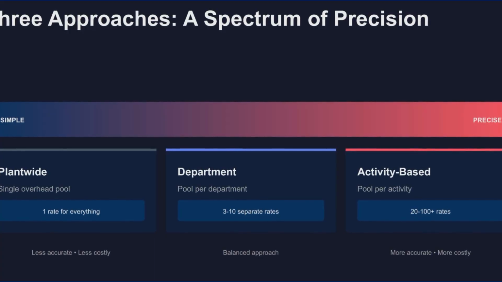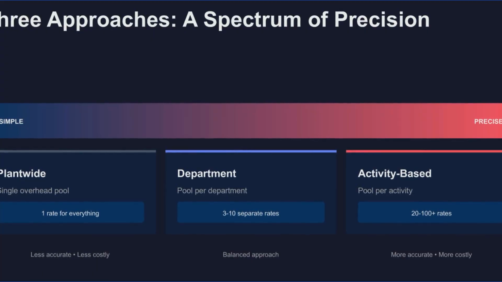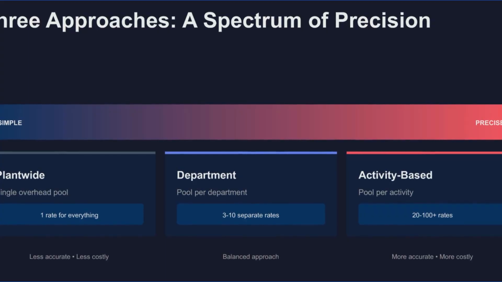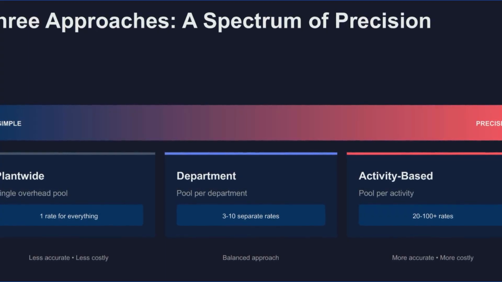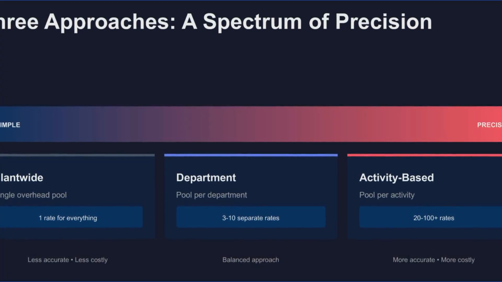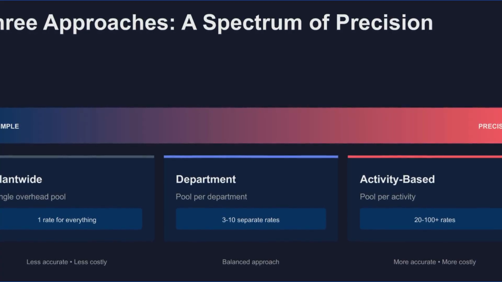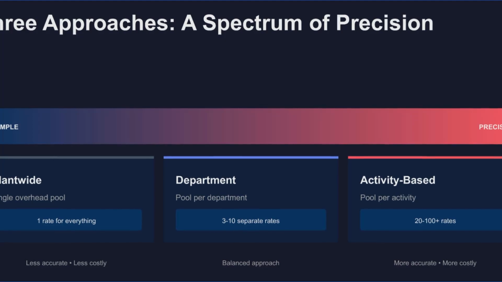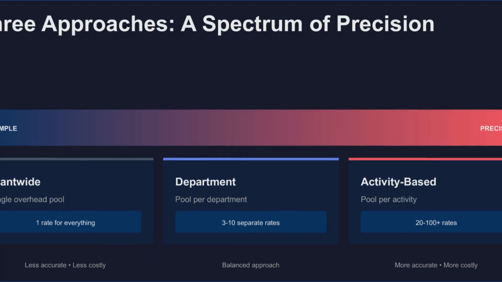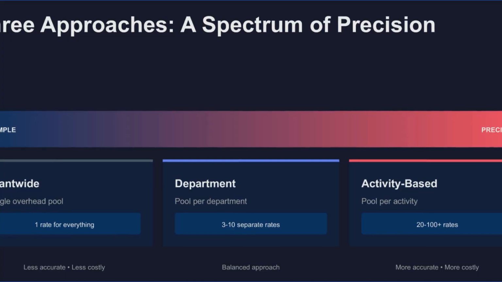This gradient illustrates the trade-off between simplicity and precision. The progression from plant-wide to department to ABC is really about one thing: finding allocation bases that better reflect causation. Plant-wide says machine hours cause all overhead. Department says different things cause overhead in different places. ABC says specific activities cause specific costs, and we should trace them precisely. Each step adds accuracy, but also complexity. The right choice depends on whether that extra accuracy is worth the cost of obtaining it.